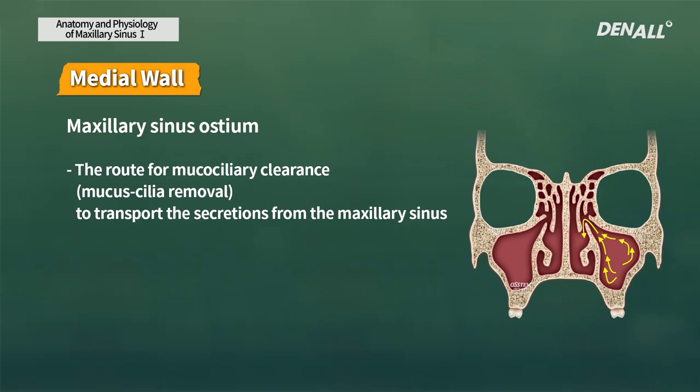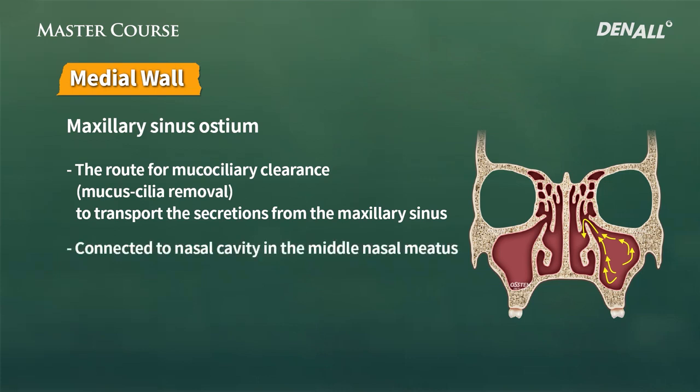The maxillary sinus ostium is the route for mucociliary clearance to transport the secretions from the maxillary sinus to the nasal cavity. As I said before, it is between the inferior turbinate and the ethmoid bone for the drainage to the middle nasal meatus.